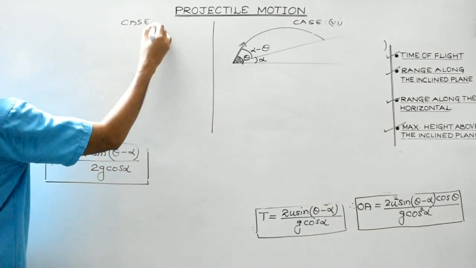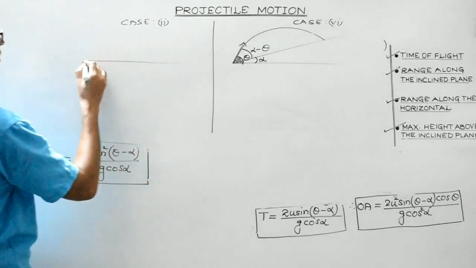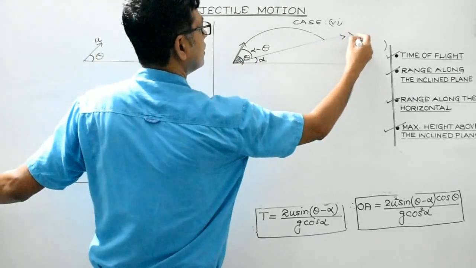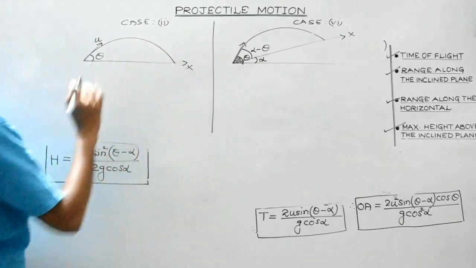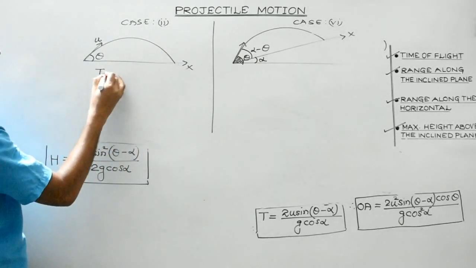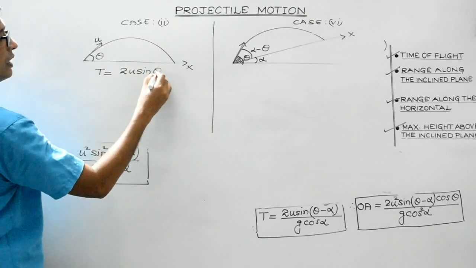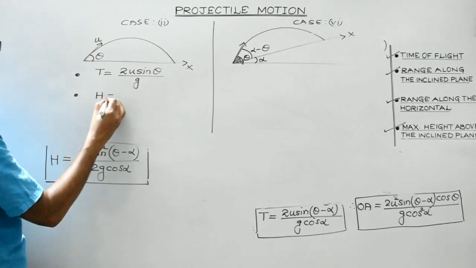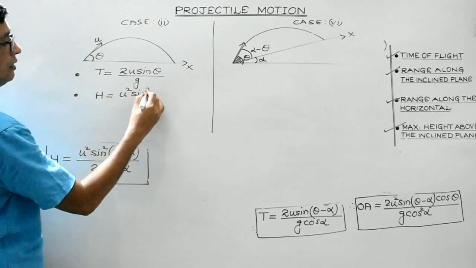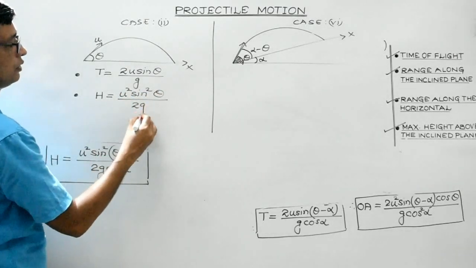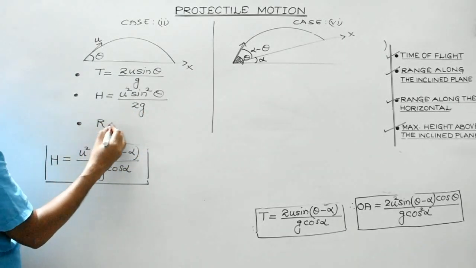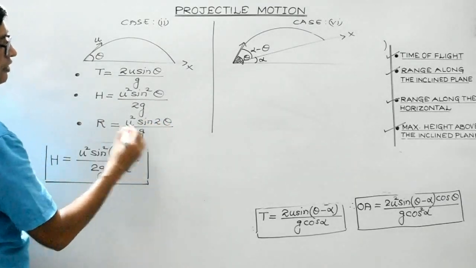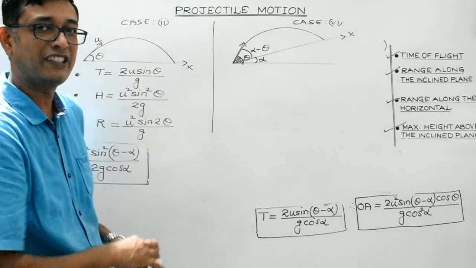And case 2 was like this. This is velocity of projection u making an angle theta with the ground, which is considered to be x-axis. Okay. Clear, students? Here the expression for the time of flight is 2u sin theta by g. Right? Second, the expression for the maximum height is u square sine square theta divided by 2g. And third, the expression for the range is u square sine 2 theta divided by g. Clear?